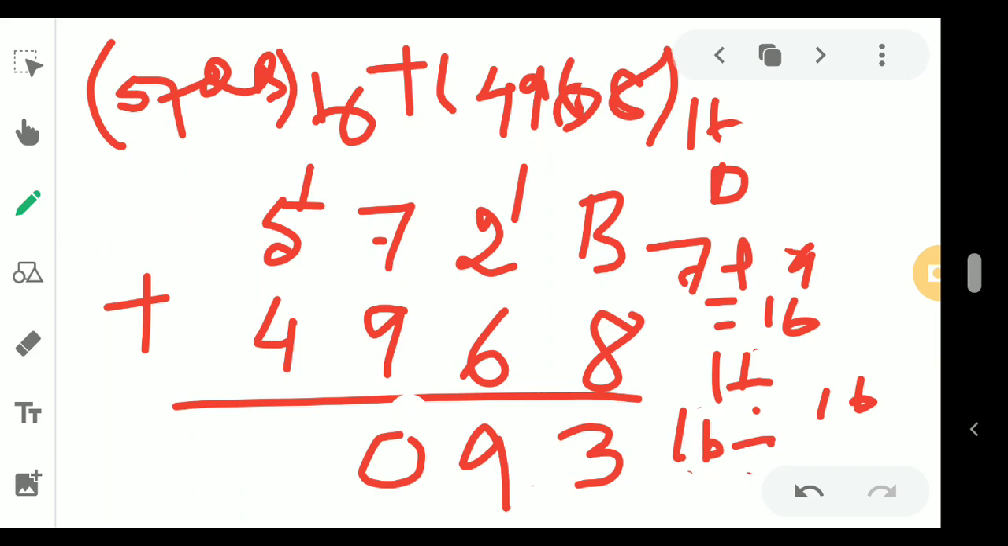6 plus 4 is 10. You cannot write down 10 directly, so I am writing it as A. So the answer is A093. So this is the addition.